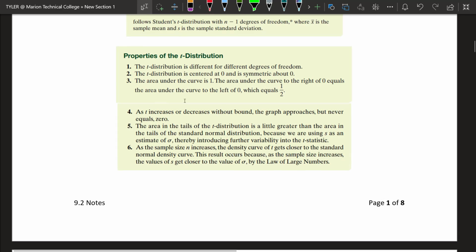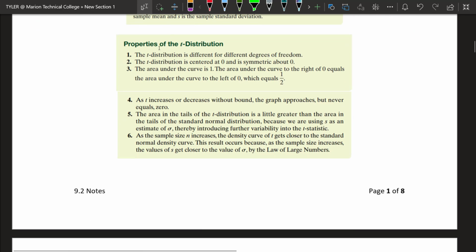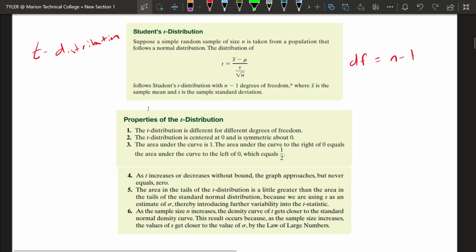If we now want to look at some properties of the t distribution, that curve is going to look slightly different depending on the degrees of freedom. In other words, depending on the n value, it's going to look different. The t distribution is going to be centered at 0, and it's still symmetric about 0. The area under the curve is still 1, where you have half of the area on either side of 0.